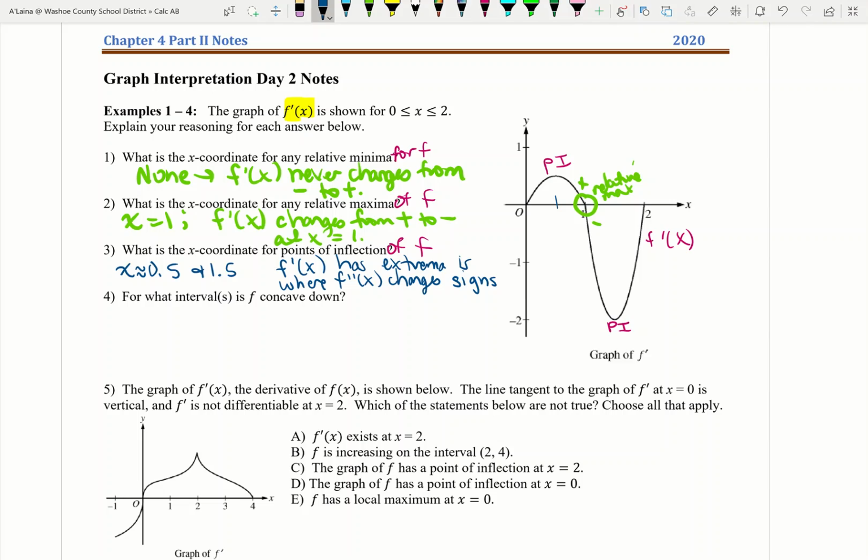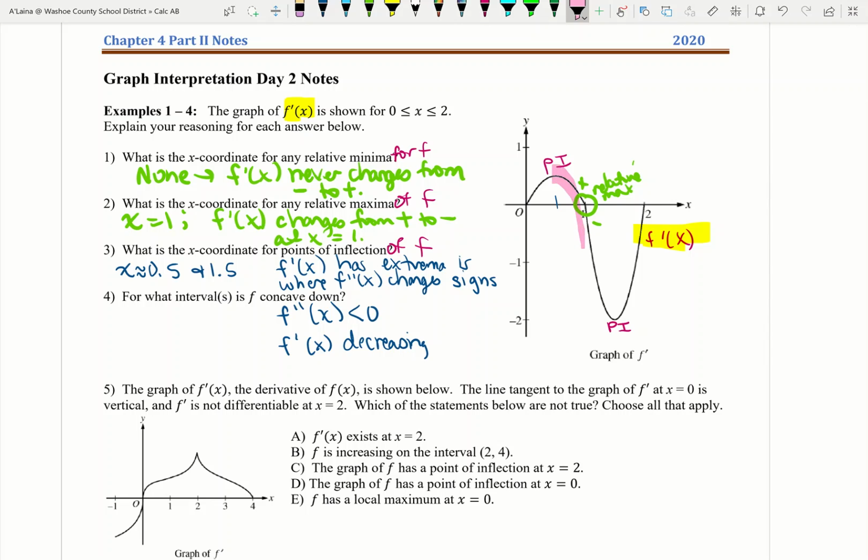Next, we want to know for what interval or intervals is f concave down. Well, really what we're looking for is for the second derivative to be less than 0. Well, this is the graph of the first derivative, not the second derivative. So remember that the second derivative is the slope of the first derivative. So I would like the first derivative to have a negative slope, which would mean the first derivative needs to be decreasing. And so looking at the graph, where's the first derivative going downhill or decreasing?